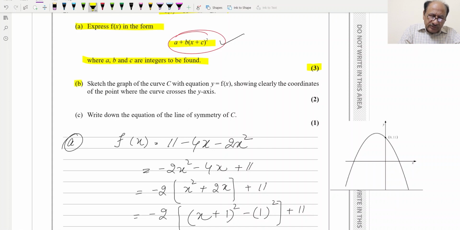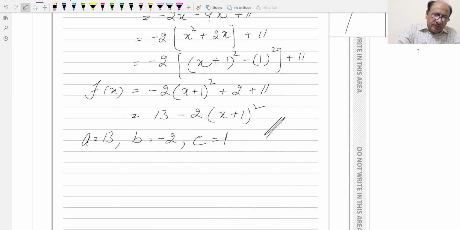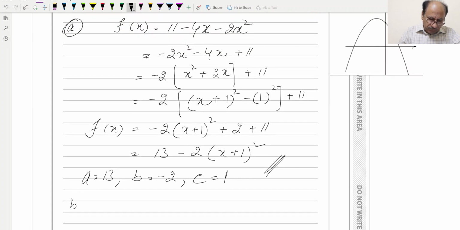Now for this B part, sketch the graph of the curve C with equation y is equal to f of x, showing clearly the coordinates of the point where the curve crosses the y-axis. Only the points which are formed by crossing the y-axis are required. So x-intercepts they are not asking for, and this is a 2-mark question. So what we will do, we will take the equation which is basically f of x for the B part.